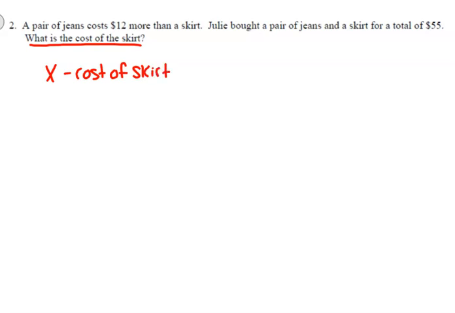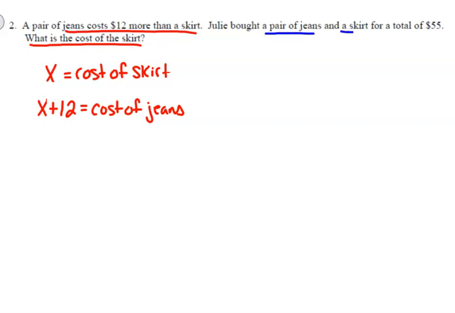But they also didn't tell me what the jeans cost. All they said was that jeans cost $12 more than a skirt. Well, $12 more means I would plus 12. So if I say X plus 12, then this is the cost of jeans. So when I go to write my equation, it says she bought a pair of jeans and she bought a skirt. Well, a pair of jeans is X plus 12, and, meaning we're adding, skirt is X, total is $55.